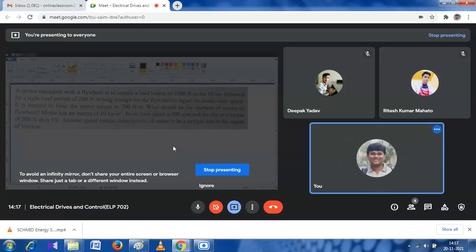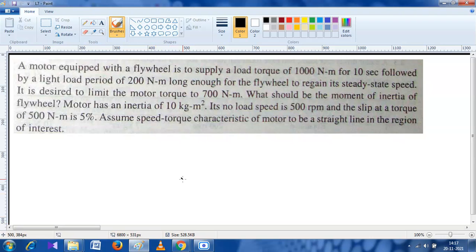Based on these two formulas, today we start with a numerical problem. A motor equipped with a flywheel is to supply a load torque of 1000 newton meter for 10 seconds, followed by a light load period of 200 newton meter long enough for the flywheel to regain its steady state. It is desired to limit the motor torque to 700 newton meter. What should be the moment of inertia of the flywheel? It has to be calculated.